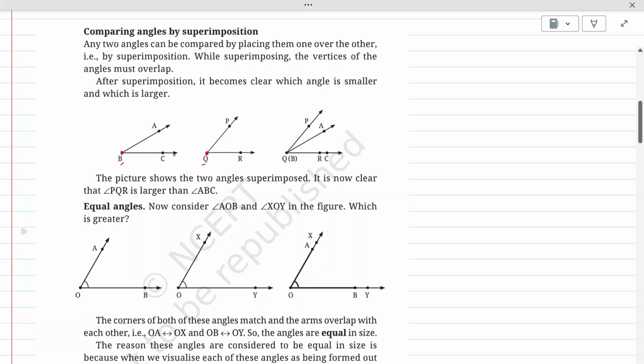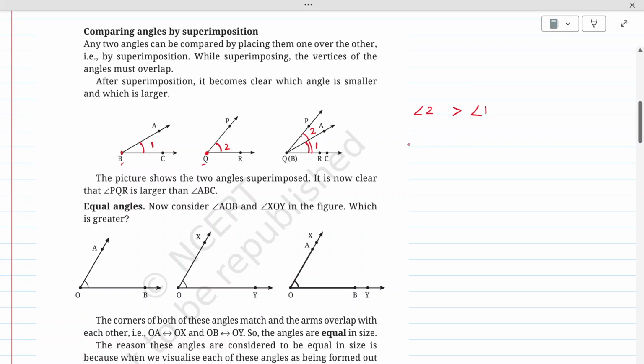And now the angles which we have to compare: I am marking this angle as angle 1, and this as angle 2, just for your ease. If I have to draw the same angle in this picture, this is angle ABC, this is angle 1, and this complete one is angle 2. So kids, we can very well see in this figure that angle 2 is greater than angle 1, right?